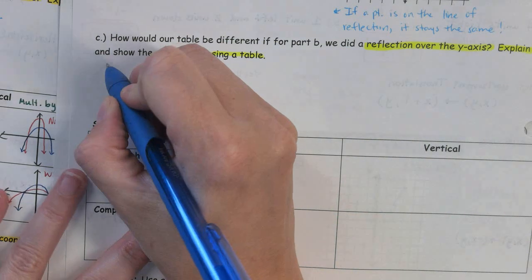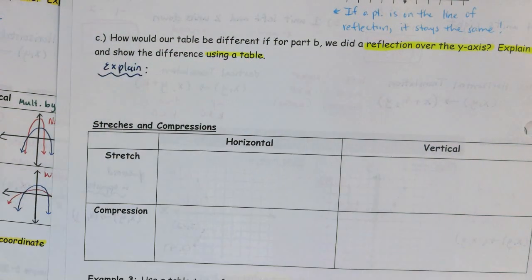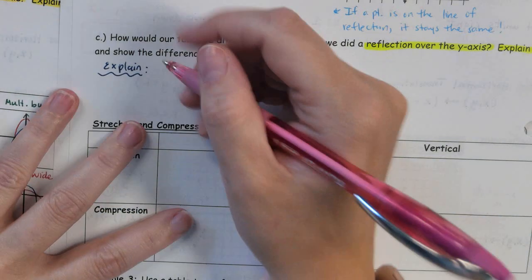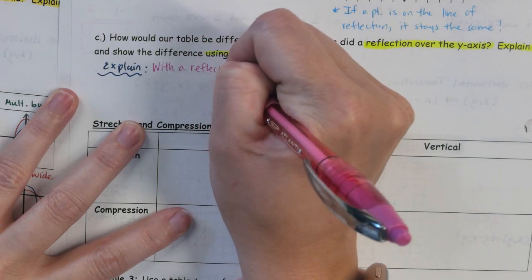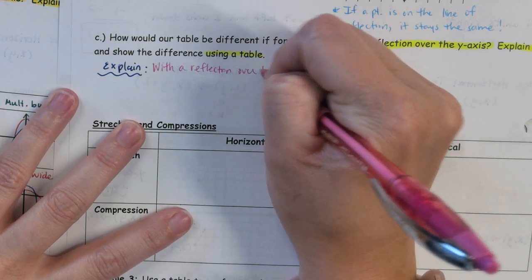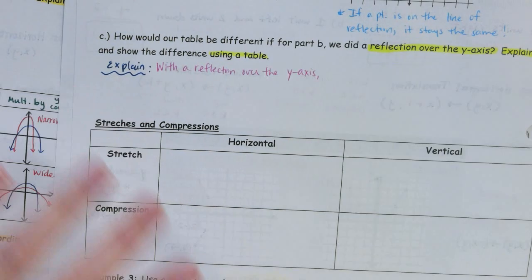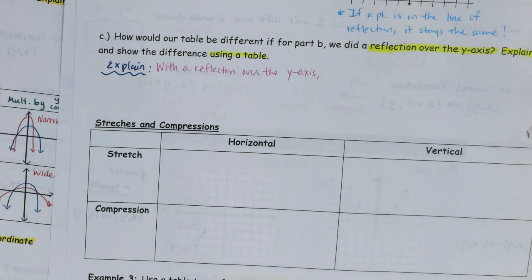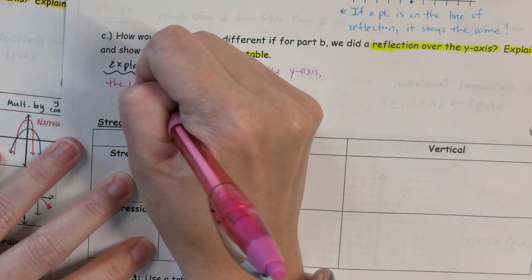All right, so for the explanation, the explain part, okay, remember that we want, if it's asking you to explain, we want to be as specific as possible. We want to use complete sentences. Okay, so with a reflection over the y-axis, the x-coordinates would be opposite.